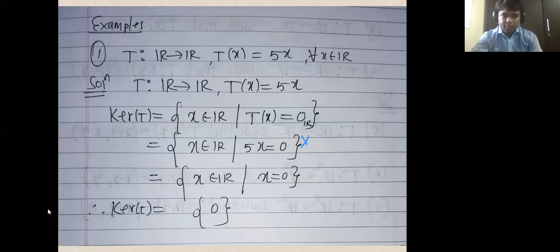So we'll solve exercises first to compute kernel, and then we'll see image and then some theorems. This is the theme line for today's lecture. So for the first exercise, T from R to R such that T of x is equal to pi x, for every x belongs to R.